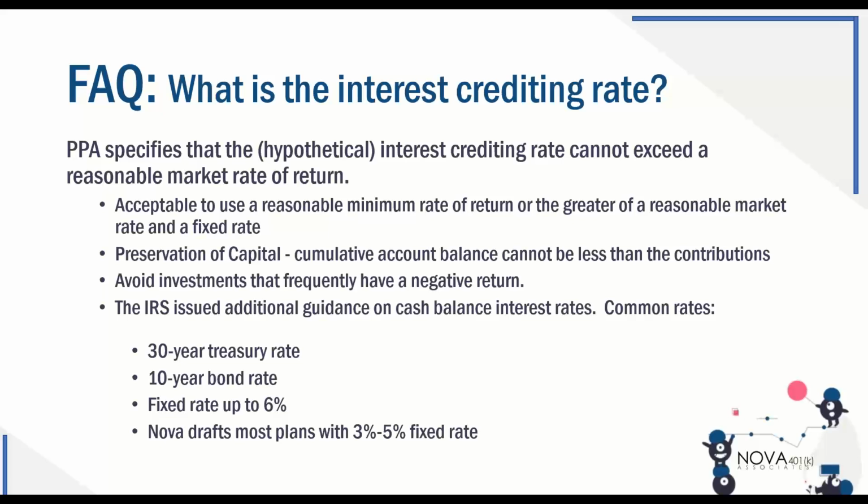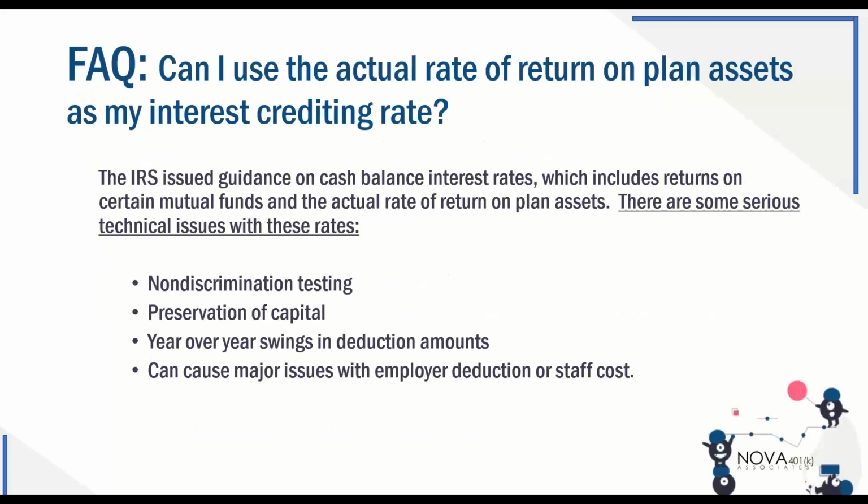So what's the interest crediting rate? As you saw, that's the percent that gets added to the hypothetical account balance every year. It can't exceed a reasonable market rate of return. And then the IRS gave us guidance and actually listed some of the rates that would be considered not to exceed that reasonable rate. Generally, NOVA is going to draft most plans with a 3 to 5% fixed rate.